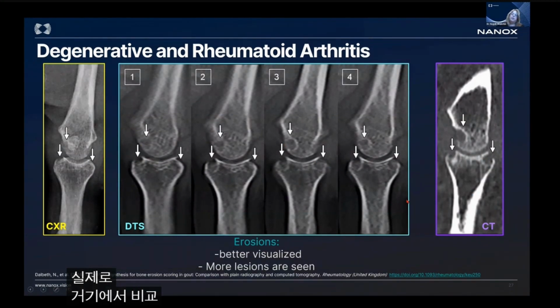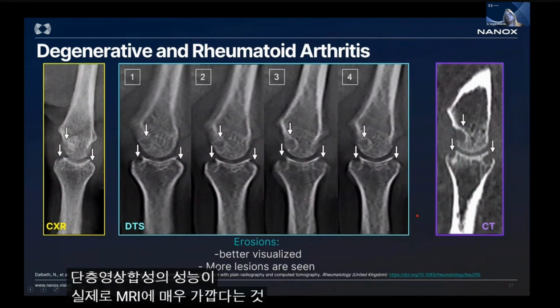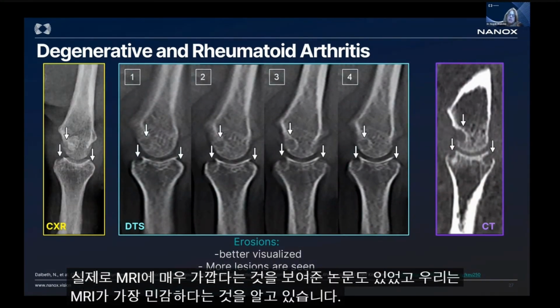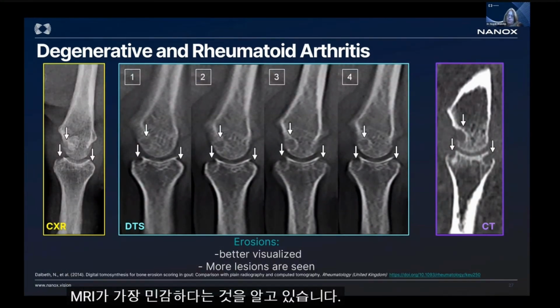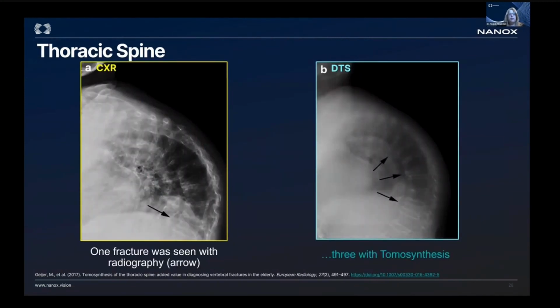There was a paper that even showed that the performance of tomosynthesis was actually pretty close to MRI, and we know that MRI is the most sensitive imaging modality for arthritis, for erosions.